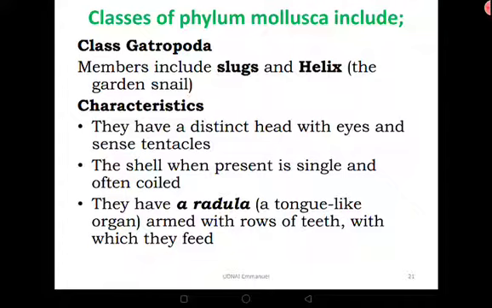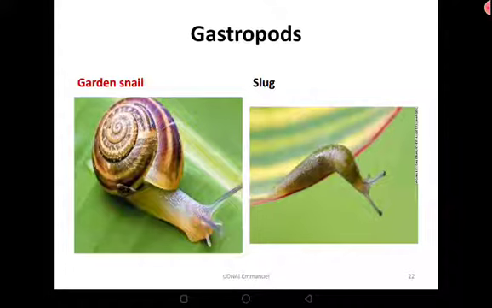So those are the members of phylum Mollusca. They have a distinct head. The shell is one and it is coiled, and then they have a radula. So that is how they look. The garden snail looks like that, or slightly different depending on the species, but largely they are like that. Then those two things you are seeing on top are what we call the tentacles, used for sensitivity.